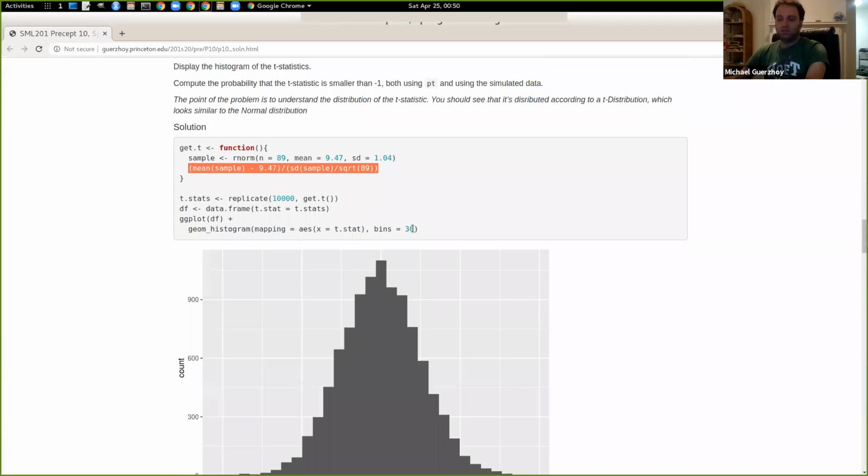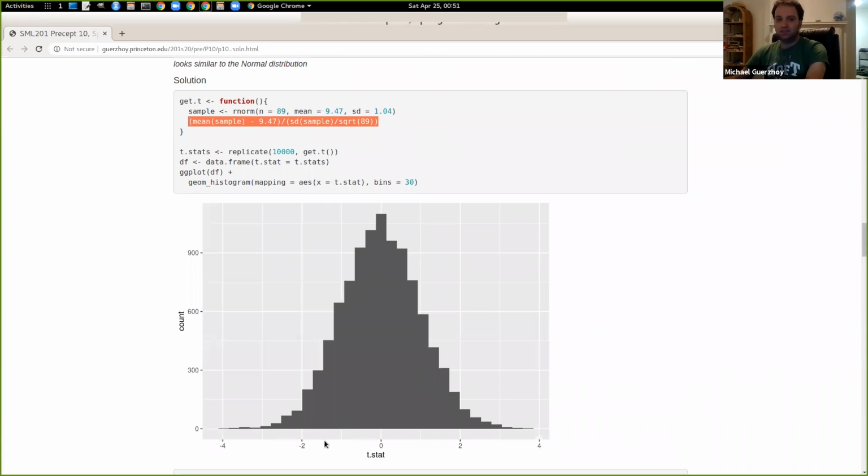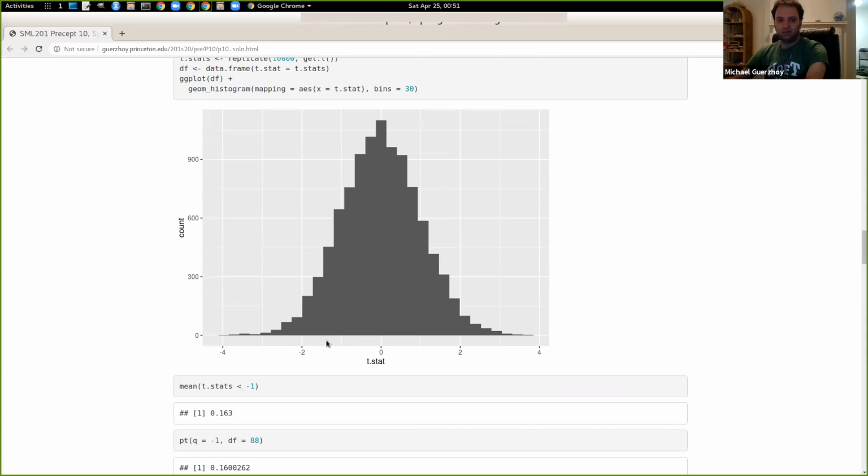So now we want the probability that the t-statistic is smaller than -1. We can eyeball it and say, well, I'll just cheat and look. It's like 16%, looks about right. And we just do it by asking how many of the t-statistics are below -1, what fraction of them? And the answer is 16%.